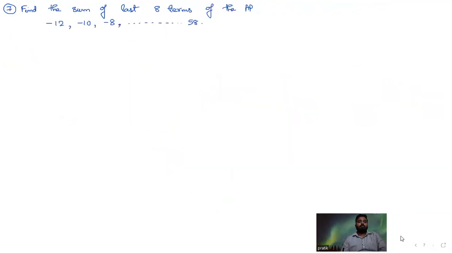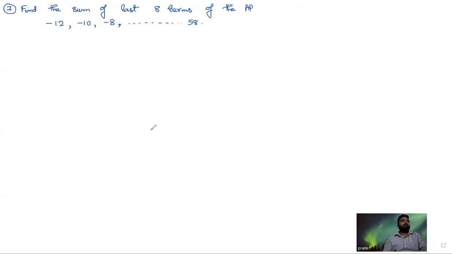Okay. Now, again, another type of question. There's another question where I don't know if I've taken that into consideration. If I've not taken, I'll just take that in the next class. You'll have to find the AP when the terms are given from the end. So you have to find the sum of the last 8 terms of the AP, where the AP is given in this format.